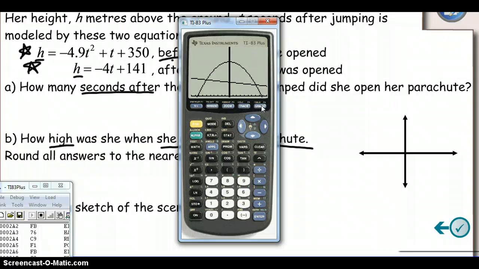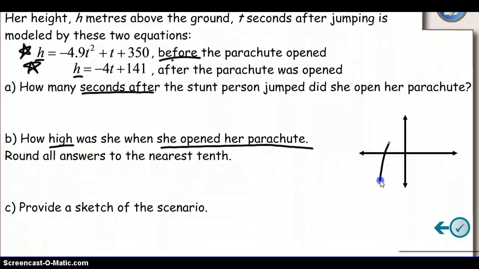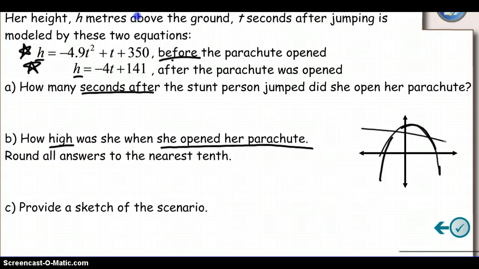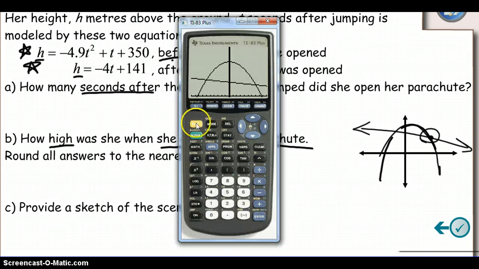Okay, so the first thing I'm going to do is do a rough sketch on the side here. So I have my parabola, line going through it. Well, that's not even the best line. Let's maybe try that again. There we go. I need to find this intersection point right here. Now, easiest way to do that is do our second trace intersect. Scroll on over to that area, and I will press enter, enter, enter.